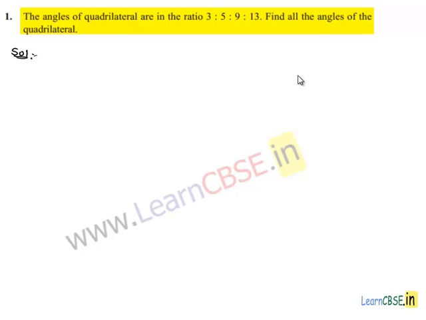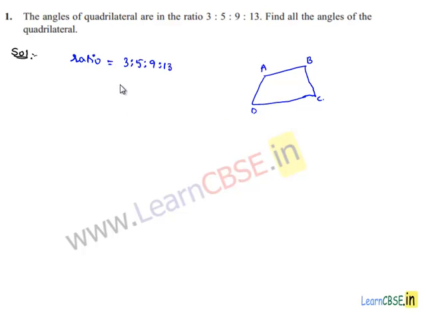He has given the ratio of the 4 angles of the quadrilateral, that is 3:5:9:13. So here let us assume a quadrilateral ABCD. Then angle A, angle B, angle C and angle D will be the angles of the quadrilateral. Let us assume that angle A is equal to 3x according to the ratio, and angle B is equal to 5x, angle C is equal to 9x and angle D is equal to 13x.